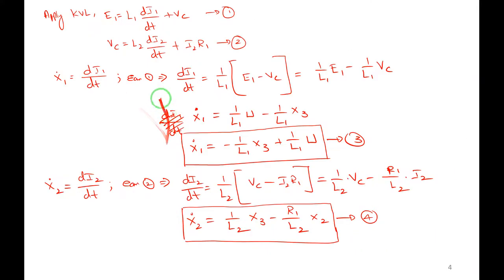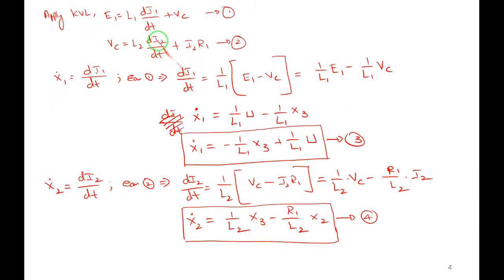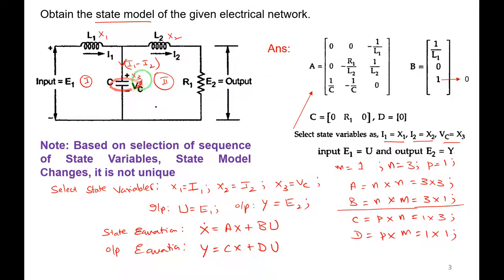What is VC here? We made use of the KVL equation already. VC is the voltage across the capacitor. So VC is equal to 1 by C into integration of I1 minus I2 into dt. So first let me write what is VC. Is it fine?